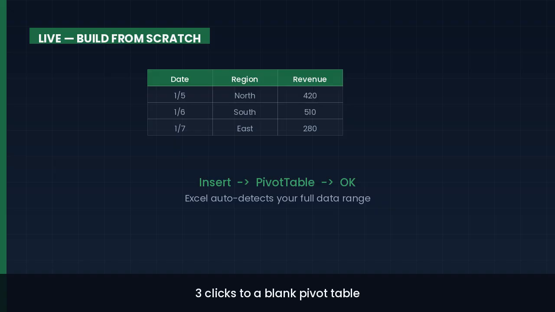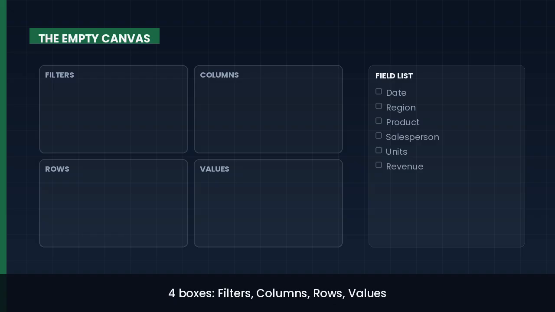My data has one row per sale: date, region, product, salesperson, units, revenue. I click anywhere inside it, go to Insert, Pivot Table, and Excel automatically detects the full range. I'll place it on a new sheet and click OK. Right now this is just an empty grid with a field list on the right. That field list is every column header from my data, and building the report is just dragging these into 4 boxes: filters, columns, rows, and values.